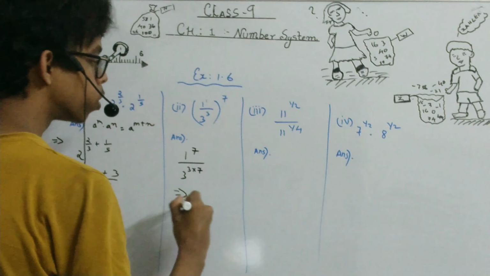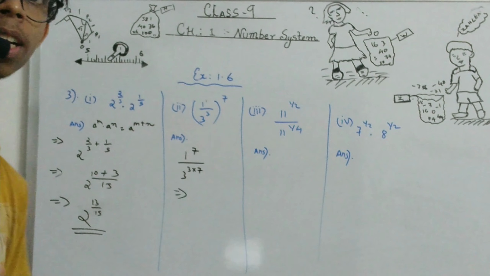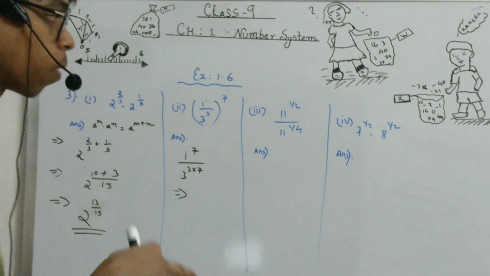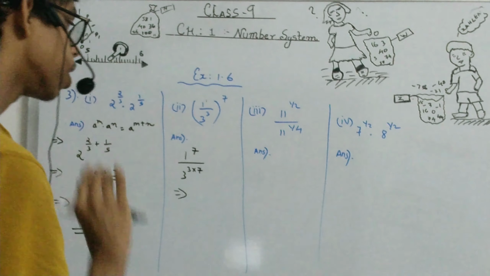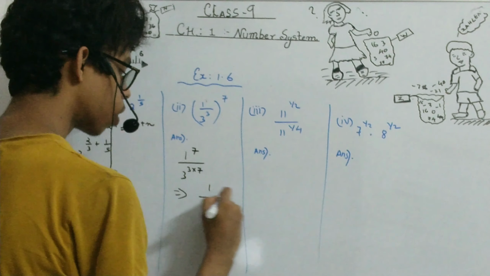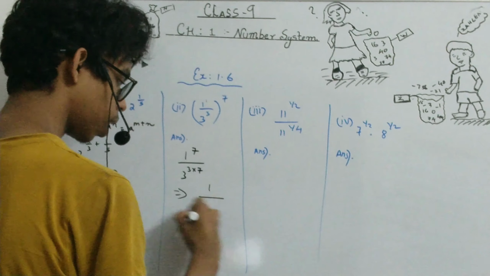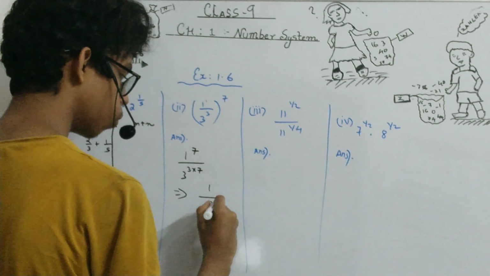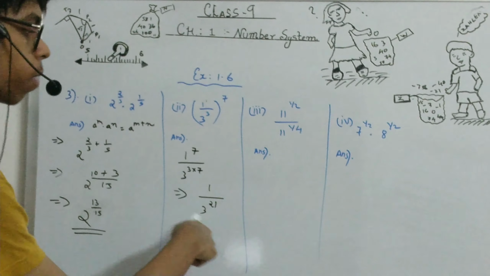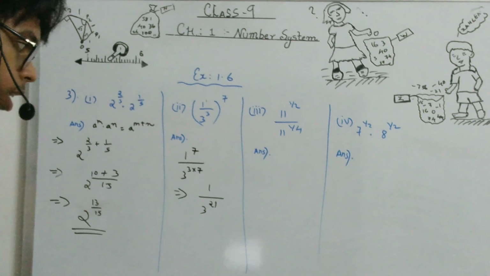So from here I will get, 1 raised to anything, it is 1 itself. 1 raised to 7, 1 raised to 10, 1 raised to 100, 1 raised to 1 crore. 1 raised to anything, it is 1 itself. So I will write here 1. So 3 raised to, I know 3 into 7 is what? 21. So I will get 1 by 3 raised to 21.